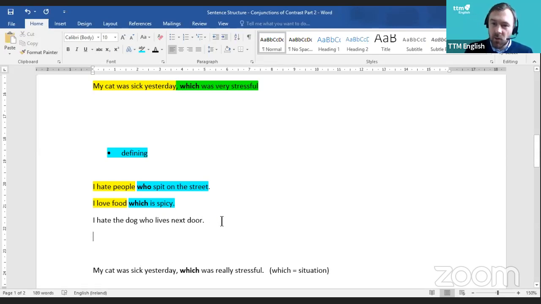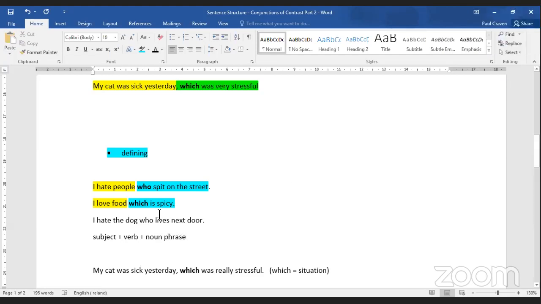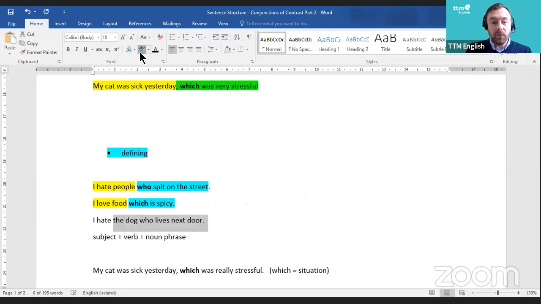If we think about it, let's go through the grammar. Subject plus verb, I hate. And then what are we left with next? Noun phrase. Yeah, it's the dog who lives next door. Often we use these defining relative clauses as part of noun phrases.